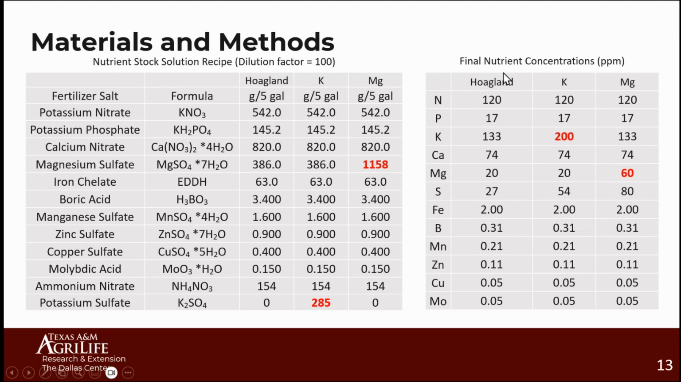And for the final targeted nutrient concentrations, as we can learn here, for the enhanced potassium, we increased the potassium concentration from 133 ppm to 200 ppm. And for the enhanced magnesium, we increased from 20 ppm to 60 ppm.